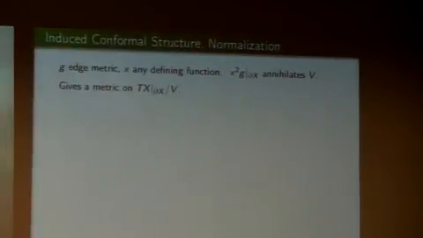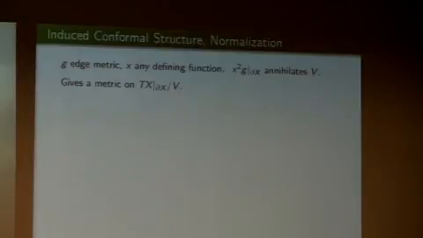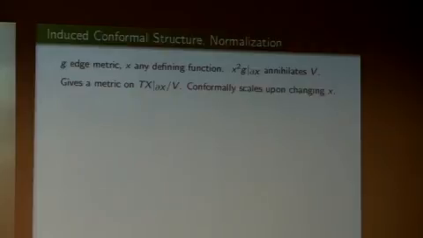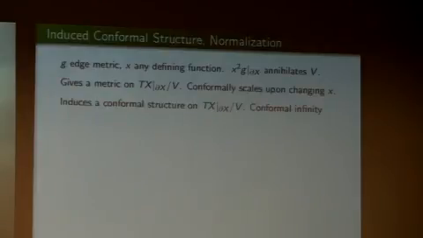So that's what this says. It means that you actually get a metric on the quotient space, the tangent space to the whole manifold on the boundary modulo the vertical. That's an annihilated space. So you get a metric, and just like in the conformally compact case, that scales when you change your defining function. And so we actually get a conformal structure on the quotient of the tangent space by the vertical space on the boundary. Okay, so that's the analog of conformal infinity for edge metrics.